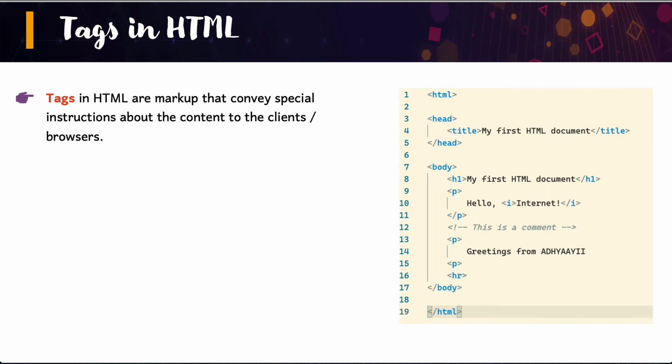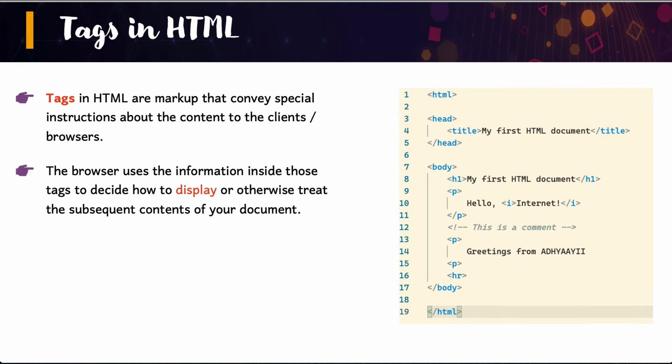Okay. Likewise, consider line number 10. Everything between the first i tag and the last ending i tag is to be shown in italics. That's what the i tag means. So these are special instructions to the browser to display them. The browser uses information inside these tags to decide how to display or otherwise treat the subsequent contents of the document. It may not always be just a display.